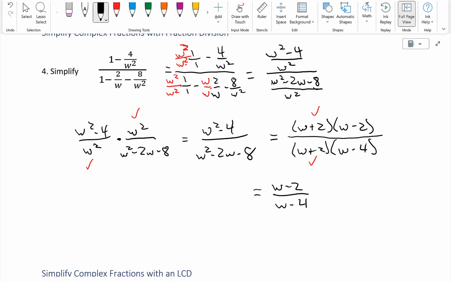All right, now the w's are terms, the 2 and the 4 are terms. We cannot divide those out. We don't have the same factor in the numerator or denominator.